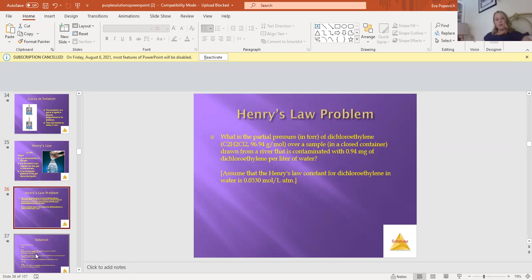I have a question. Okay, Jordan. So the 0.94 milligrams, would that be the solubility of the gas? No, it's just saying there's 0.94 milligrams in a liter of water. Okay.